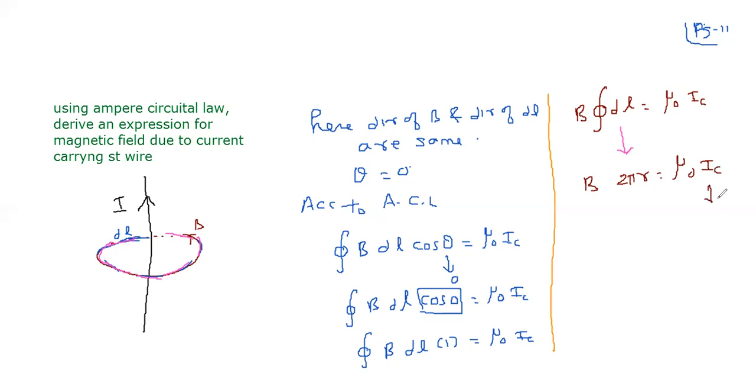What is the meaning of IC? Current through the closed loop. So inside the loop, how much current is going? I amount of current is going. So IC is I here. So B into 2 pi r equal to mu naught I. So B is equal to mu naught I by 2 pi r. It is the answer.